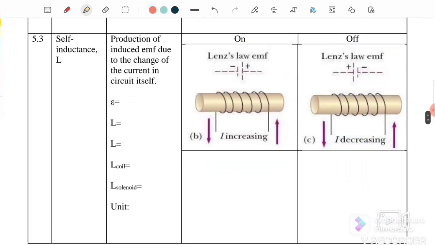Okay, next we will go to 5.3. 5.3 is the self-inductance, where self-inductance means the production of the induced EMF due to the change of the current in the circuit itself. So here we have two cases. Case number one is when the power supply is on. So when we switch on the power supply.